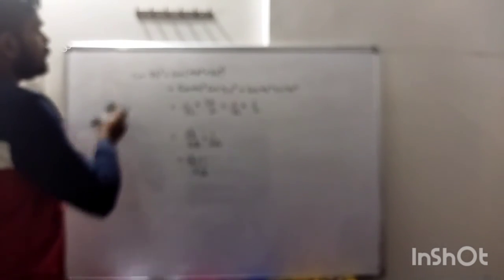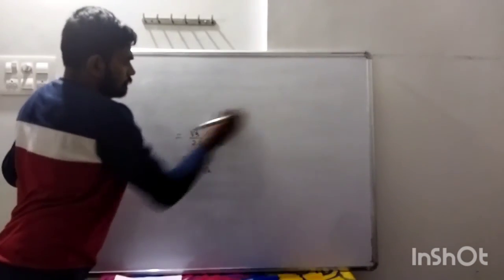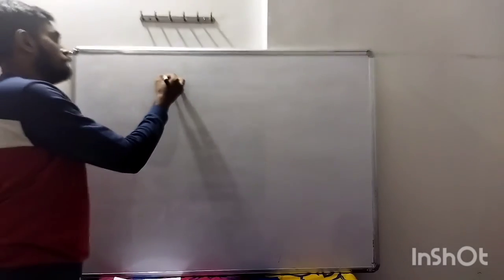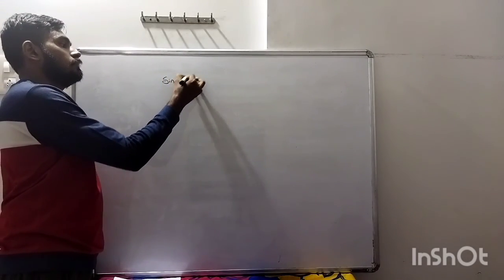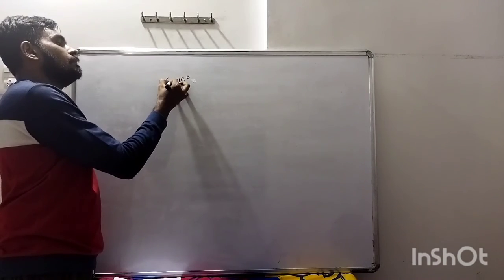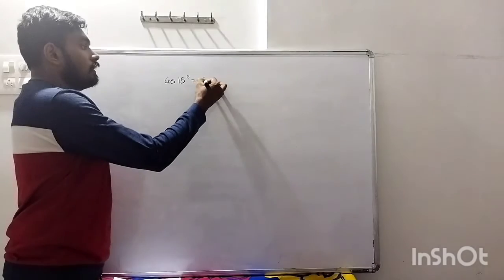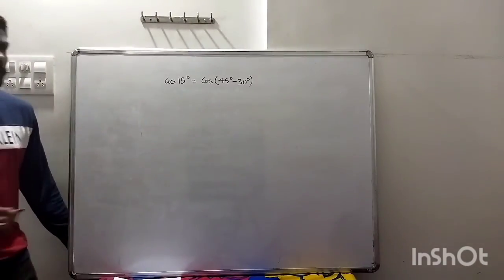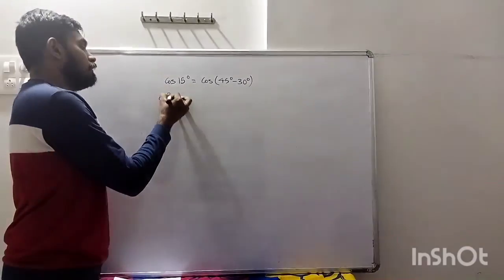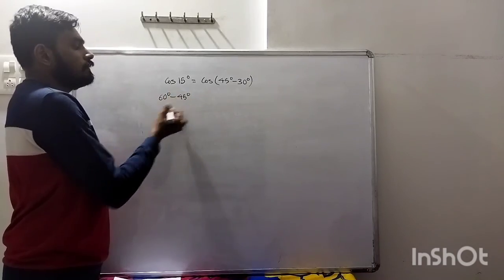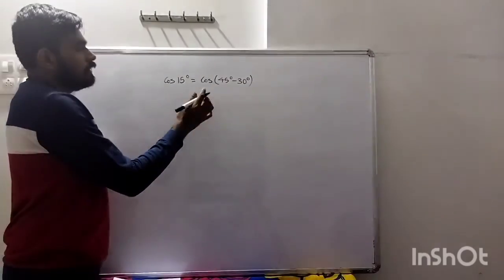Similarly, if we are asked to find sin of 15 degrees, or I'll write cos of 15 degrees, what do we do? You have to remember those formulas. Cos of 15 degrees is what? How can we write 15 degrees? 45 minus 30, correct? Or 60 minus 45 also you can write, anything you can write. You just have to write the difference of two standard angles.